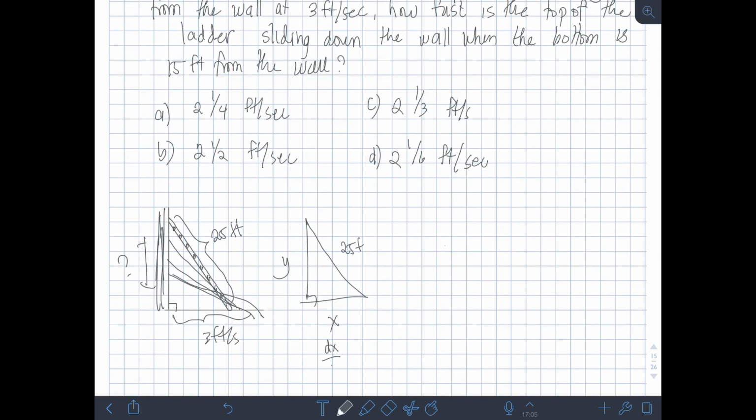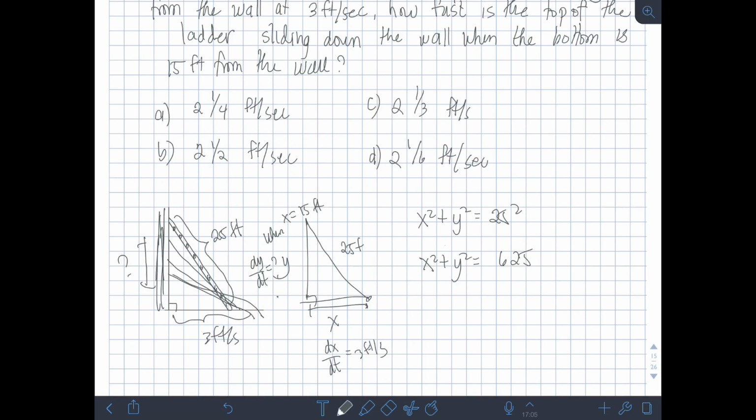So yung dx over dt kasi related rate, so meron tayong rate, 'di ba? 3 feet per second. Tapos ito yung dy over dt, yung change ng y with respect to time ay unknown. Okay? So hanapin daw natin yung dy over dt when itong x daw is 15 feet from the wall. So, kung naging 15 feet na yung distance nung bottom part ng hagdan dun sa wall, ano daw yung rate ng dy over dt o yung pag-slide down vertically nung hagdanan. So, apply muna natin dito yung Pythagorean theorem. So, we have x squared plus y squared is equals to 25 squared, right? So, we have x squared plus y squared is equal to 625.